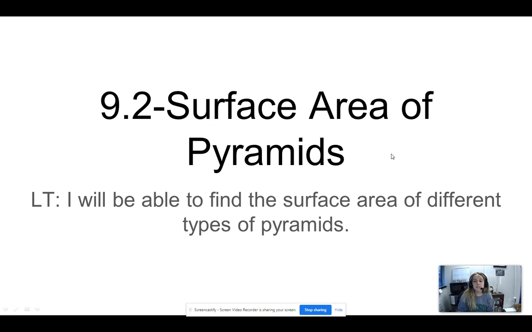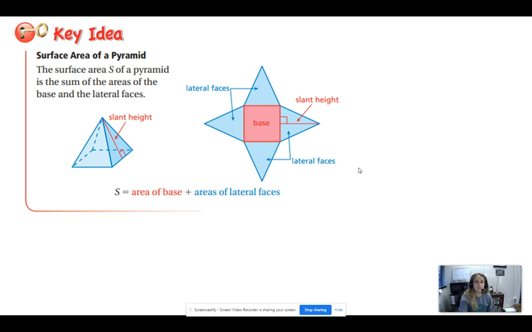Everybody. So today we're going to be talking about 9.2, which is surface area of pyramids. The learning target for today is: I will be able to find the surface area of different types of pyramids. So please make sure you have your math composition notebook out and that you are writing down everything that's on my screen while I go through. All right, so let's get started.